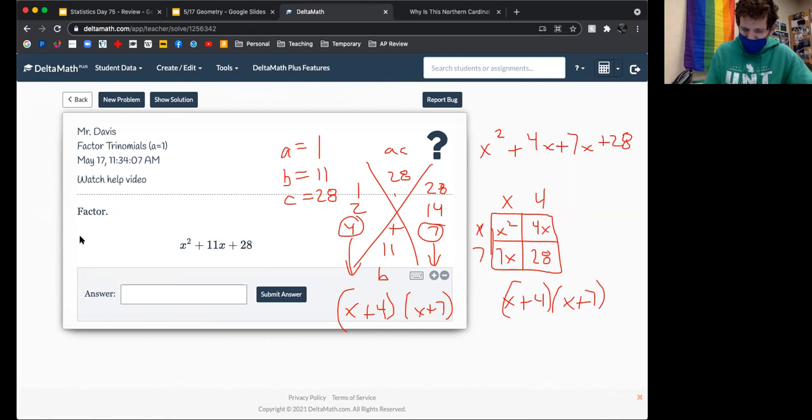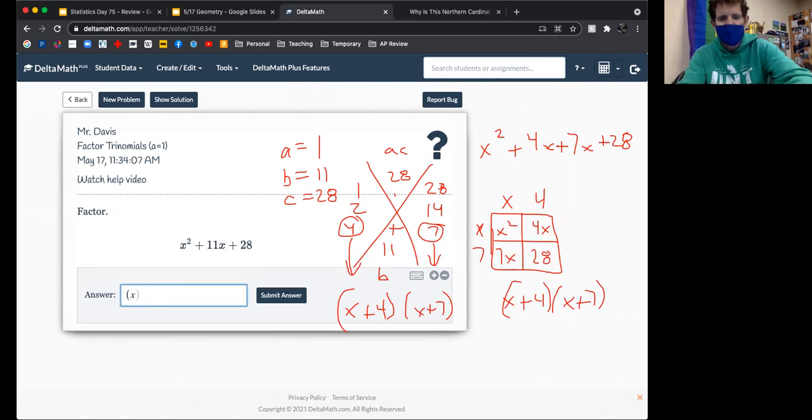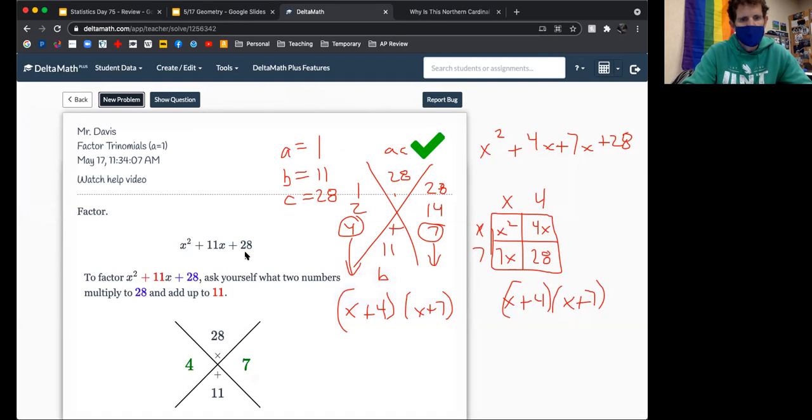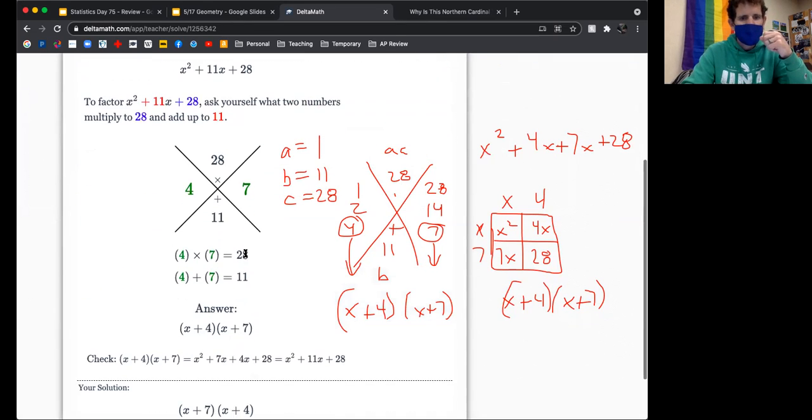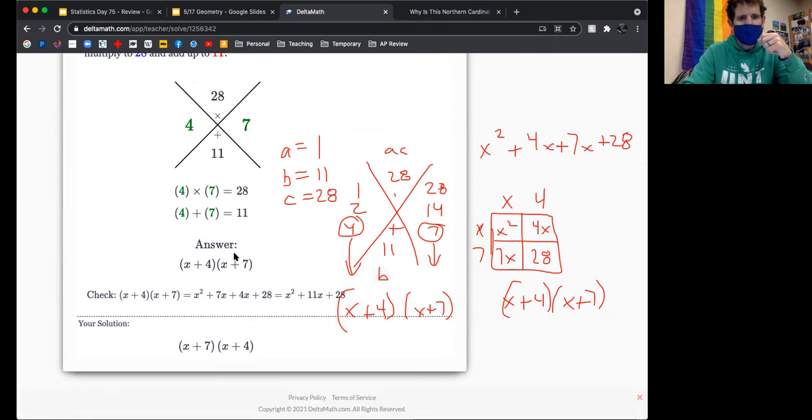So now looking at this, when you're submitting your answer, the order you put it in doesn't matter. So I'm going to put x plus 7 first. All right, and there we go. Notice they use x plus 4, x plus 7 right here as their answer, but x plus 7, x plus 4 is the same thing.